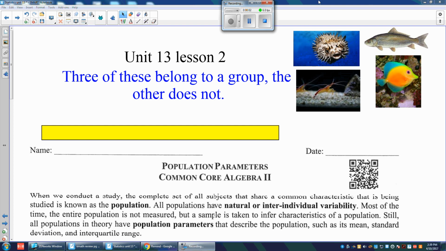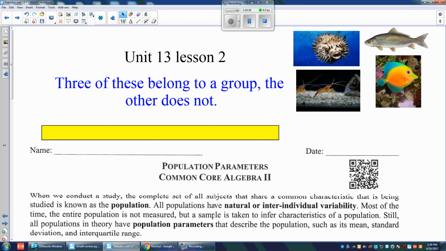Okay, everyone, so we're going ahead to Unit 13, Lesson 2 now. Three of these belong to the group, the other does not. Which one does not belong?